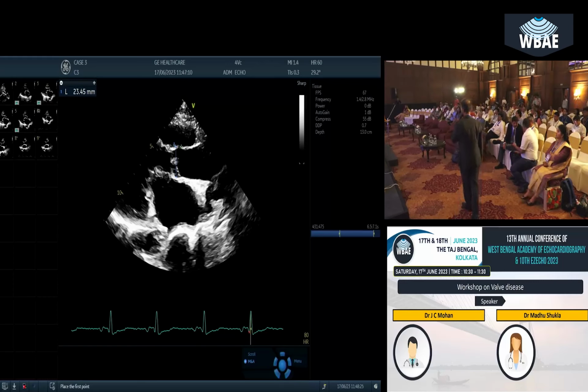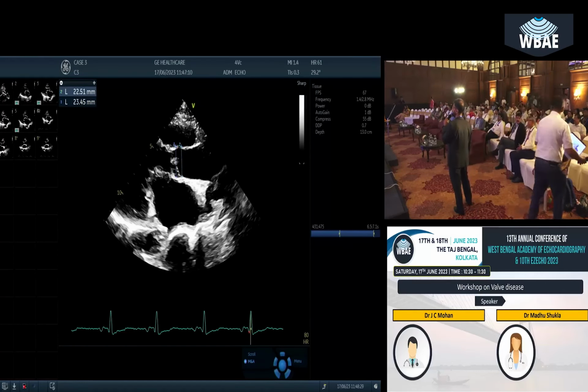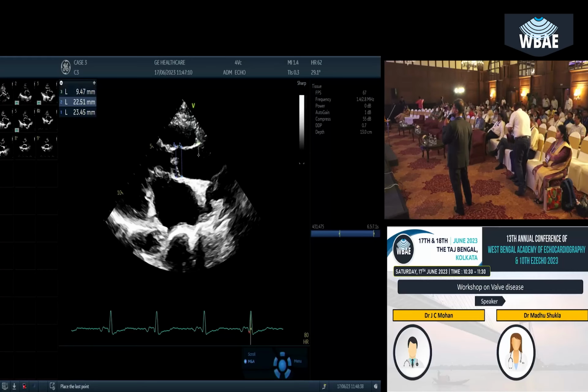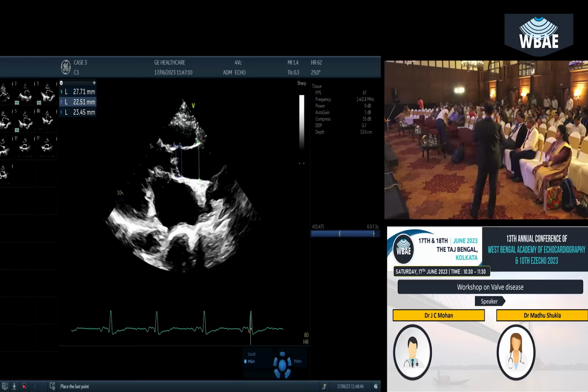So what Debika is telling is that this is the time where we go from leading edge to leading edge. This is the sinotubular junction and part of the ascending aorta. We are taking from the leading edge. Any questions till now? So this is leading edge to leading edge in the phase of diastole.